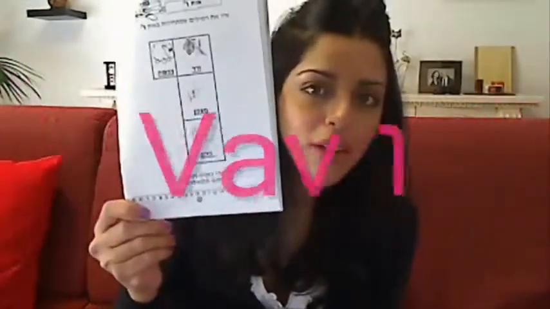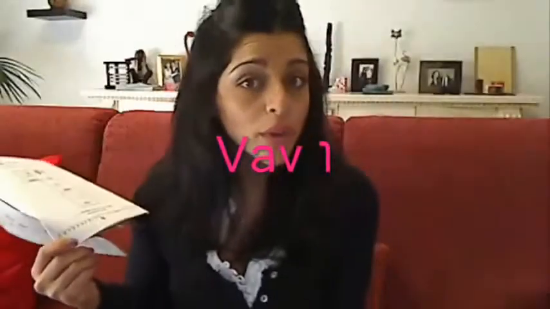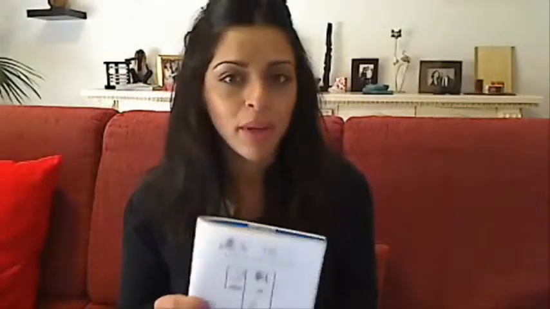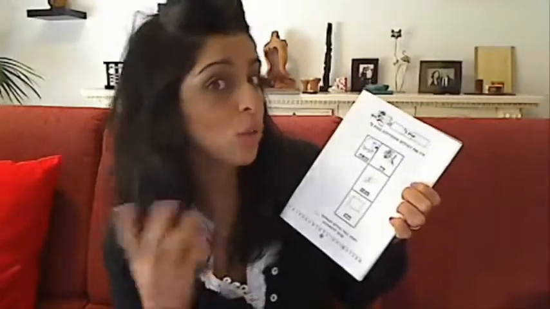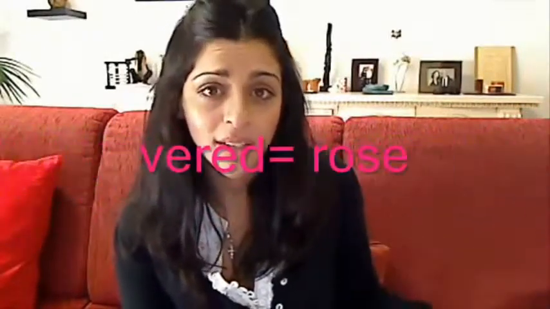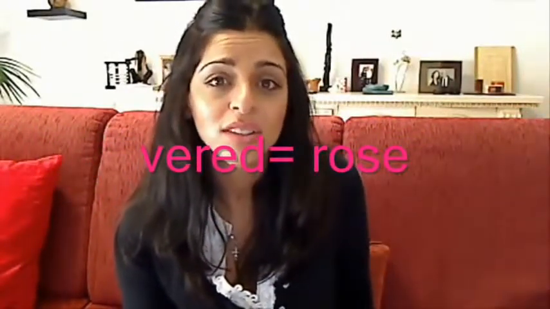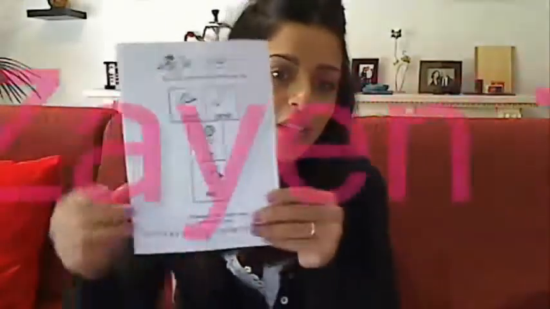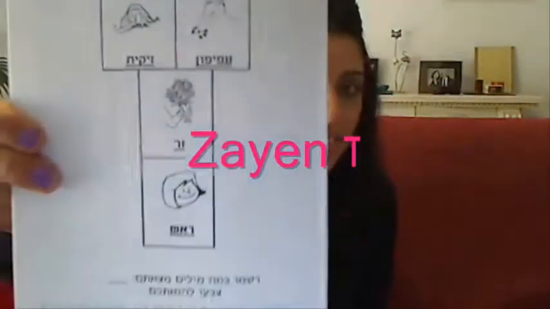Good. Next letter is the letter vav. Just like waw in Arabic, it functions as a V sound. We don't have V in Arabic, but V in Hebrew. And it functions also like the oo sound, like the waw in Arabic. So one word at the beginning, vered. Vered means rose. Just like warda in Arabic.